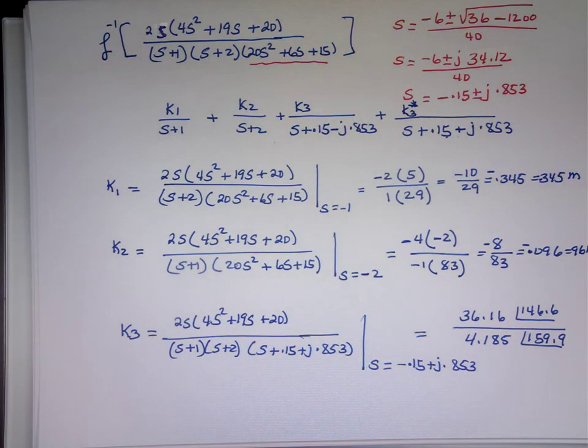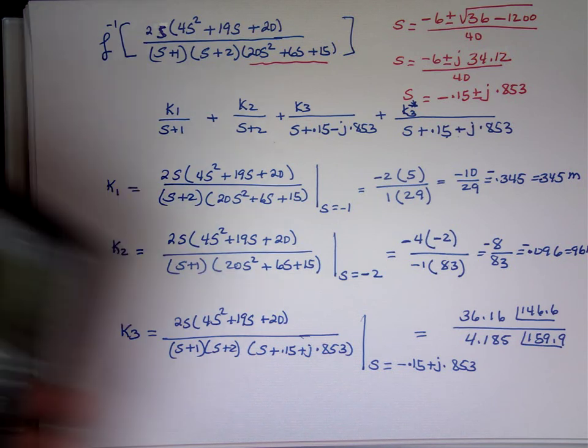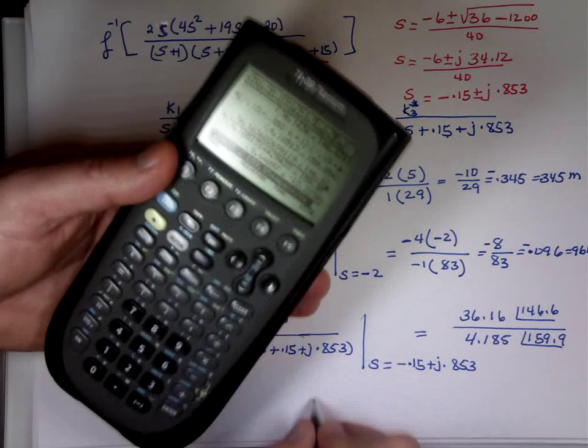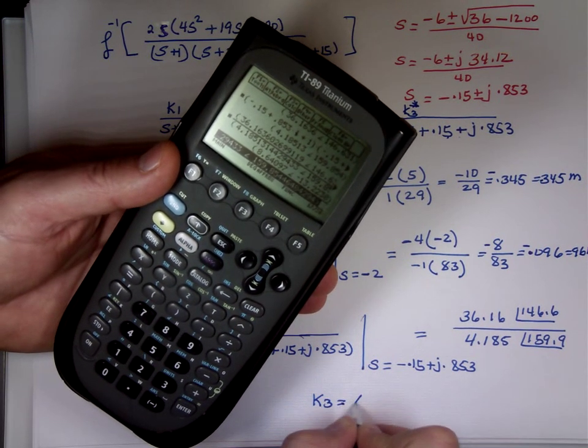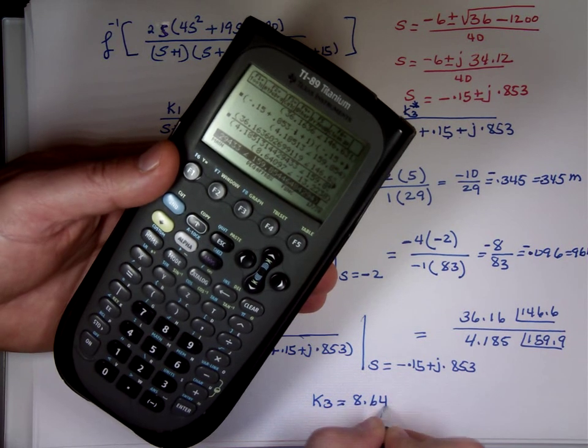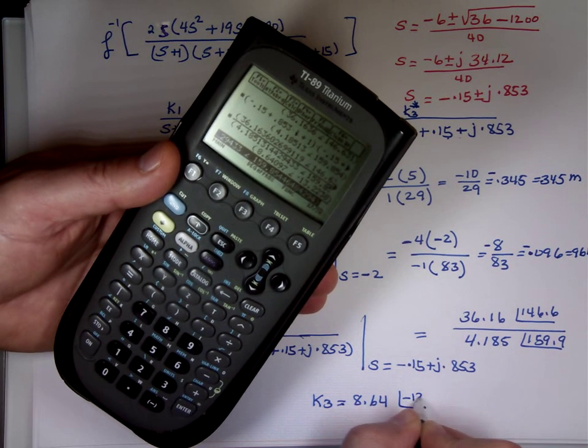So when we divide them, if I did this correctly, if the top is correct, again, I'm not claiming my top is correct here. If it is correct, you divide the two numbers, double check your calculator, verify the numbers. I got K3 equals 8.64 angle negative 13.2.